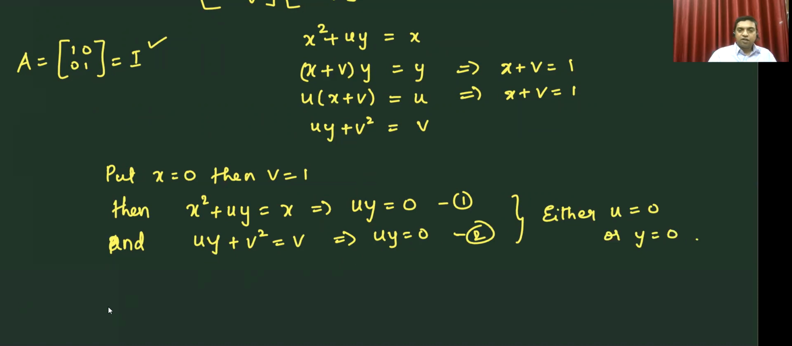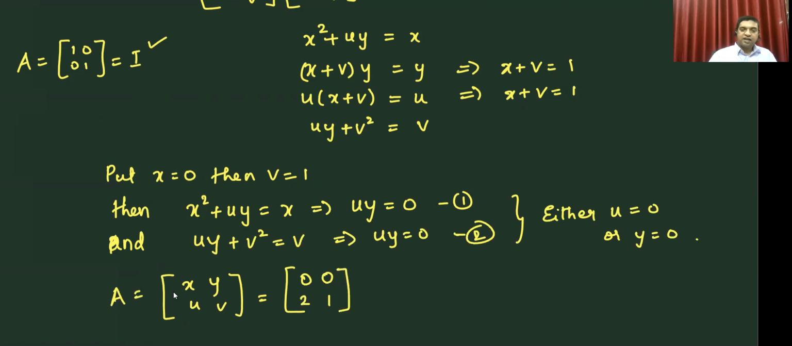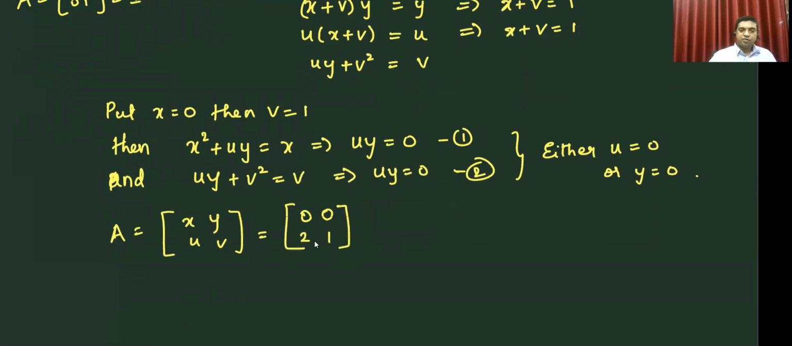So then you can now formulate a matrix. So A is x, y, u, v. x is 0, v is 1, that is fixed. Now either of them can be 0. So let us put this as 0, this as 2. So A is 0, 0, 2, 1.